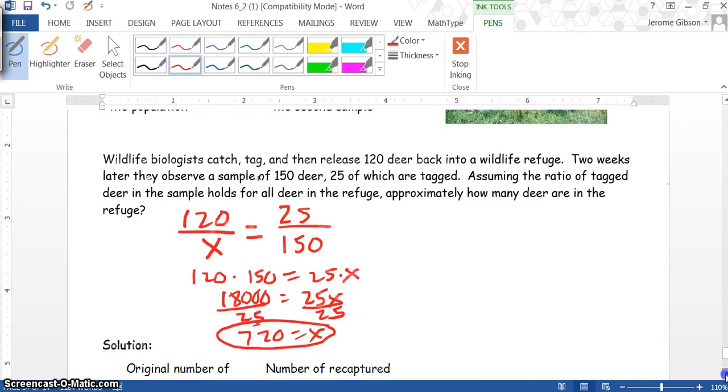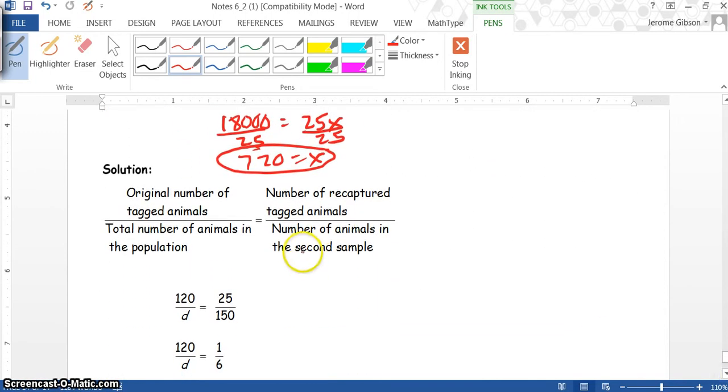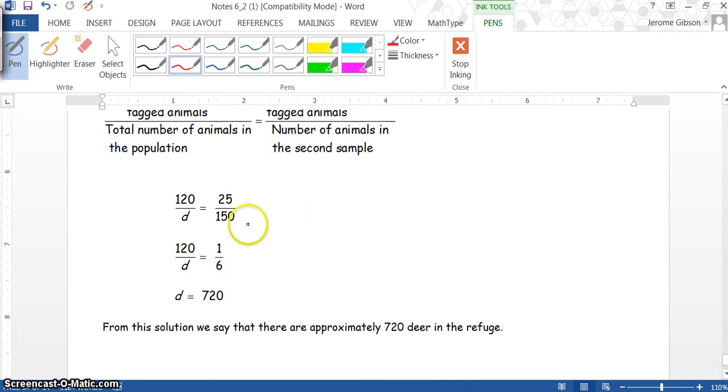Now, we can go below here and see the typed out solution, which has 120 over d equals 25 over 150. But in this example, they did something a little different. They simplified the 25 over 150, which gave us 1/6, and then did the proportion. It still gave us 720, and we could say from this solution that there are approximately 720 deer in the refuge, and we are done.